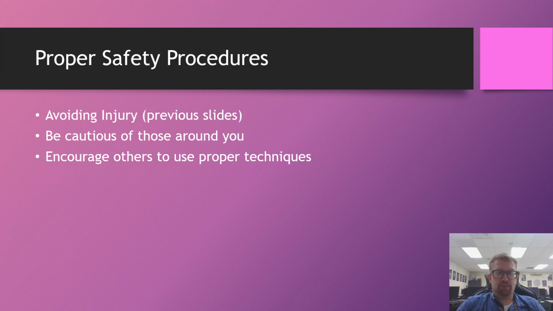So some proper safety procedures: make sure you avoid injuries, take breaks, take a rest. If you start feeling your hands are starting to get a little achy, take a break, okay? Be cautious of those around you. I know you all are virtual, but if you are typing or sitting at a table with someone, make sure you watch. Typing pretty much stays in the same spot, but you want to make sure that you have adequate space and you're not all cramped together. Make sure you encourage others to use proper techniques.